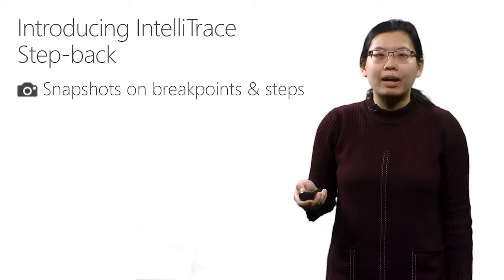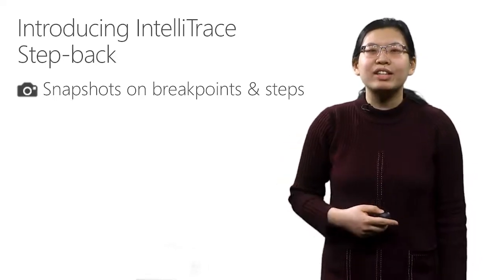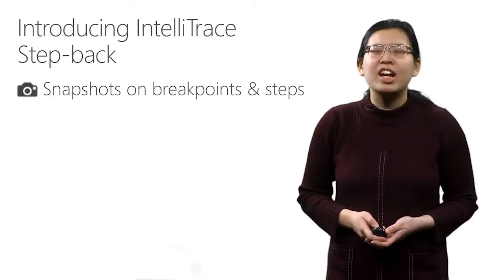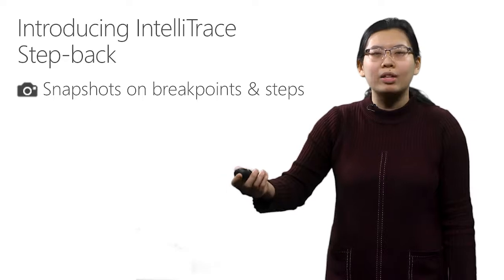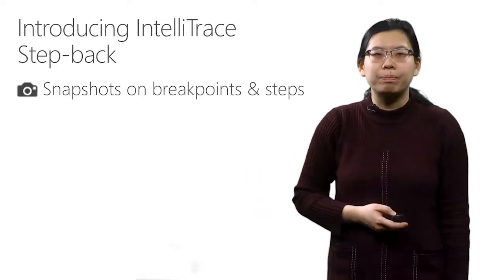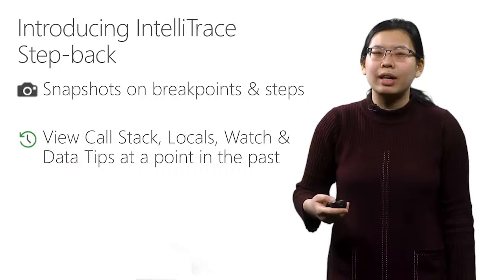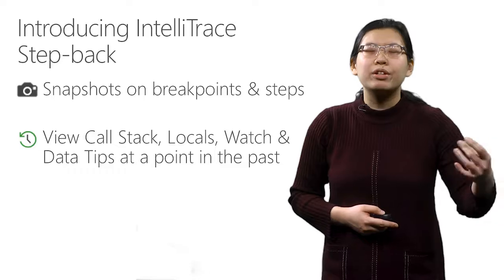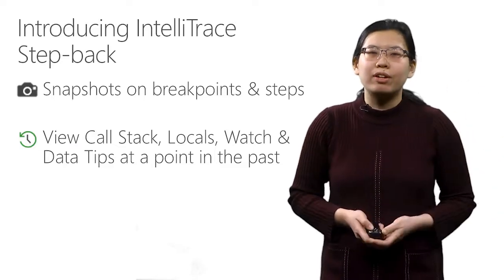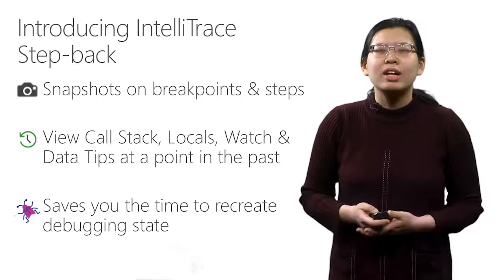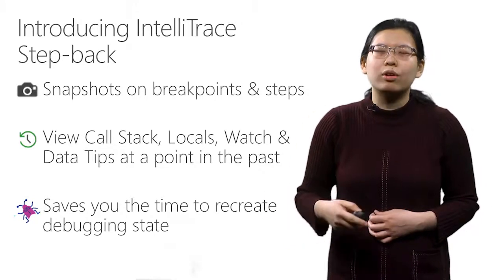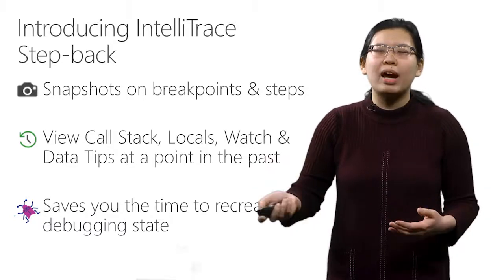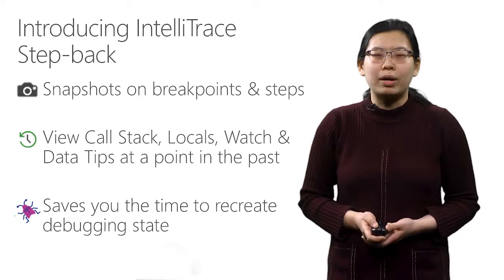With IntelliTrace Step Back, IntelliTrace can now automatically take a snapshot of your application on each breakpoint and step, enabling you to quickly go back to a point in the past and view the state of your application as it was then. Once at a snapshot that you're looking at in the past, you can view the state of your call stack, locals, watch window, data tips, and even do expression evaluation. So with this new feature, instead of having to restart debugging or somehow reproduce or recreate your debugging state, you can quickly go back to the point in time that you need, saving you time while debugging.